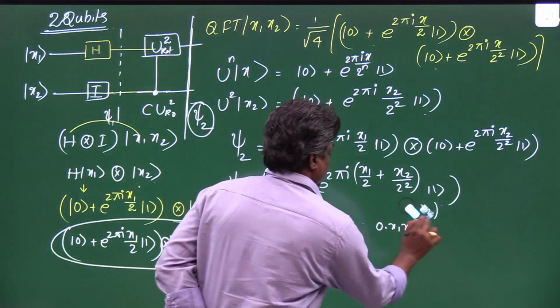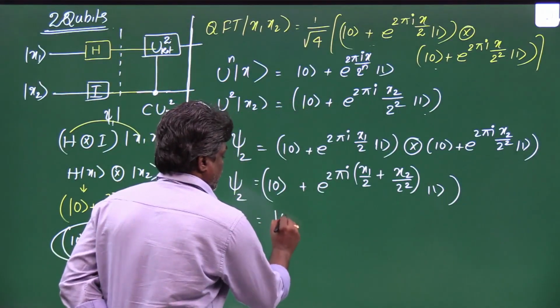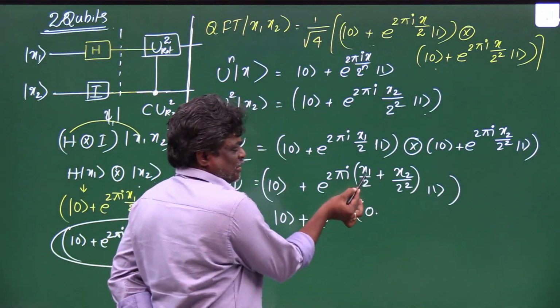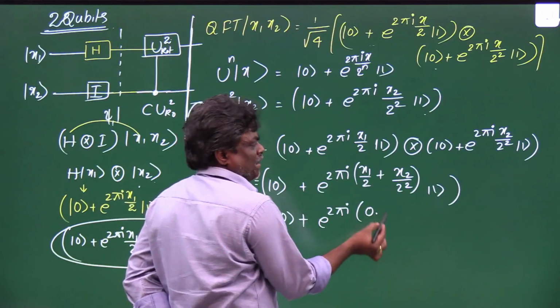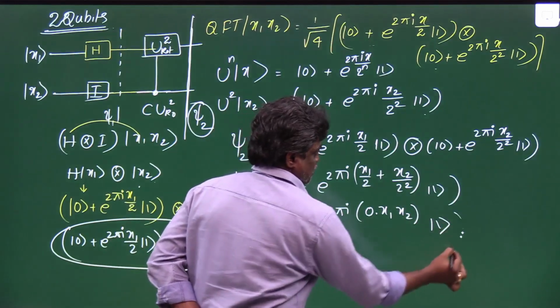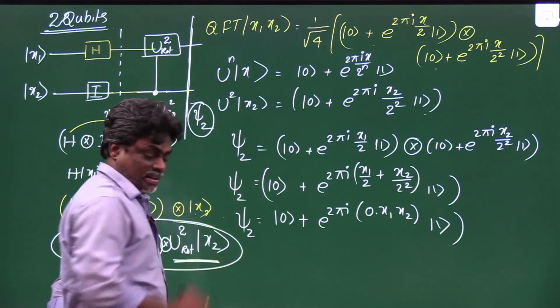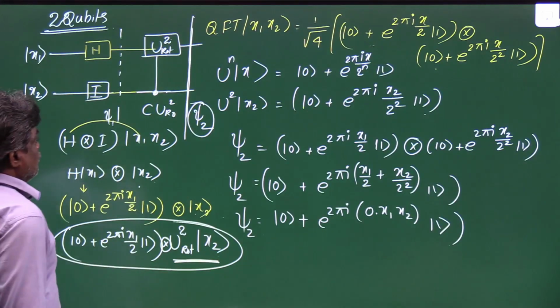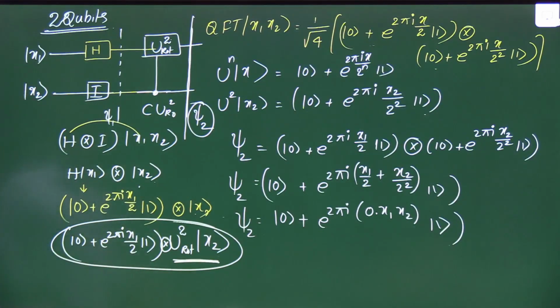So finally this is nothing but 0 plus e raised to 2 pi i, you can write like this also, x1 by 2, x2 by 2 squared. So x1 here and x2 here. This is your final psi 2 state. Okay?